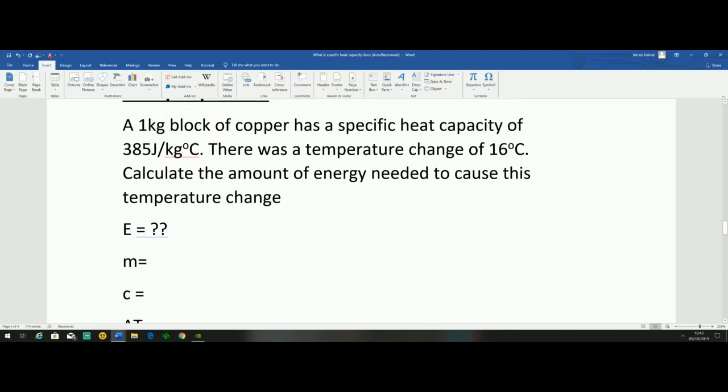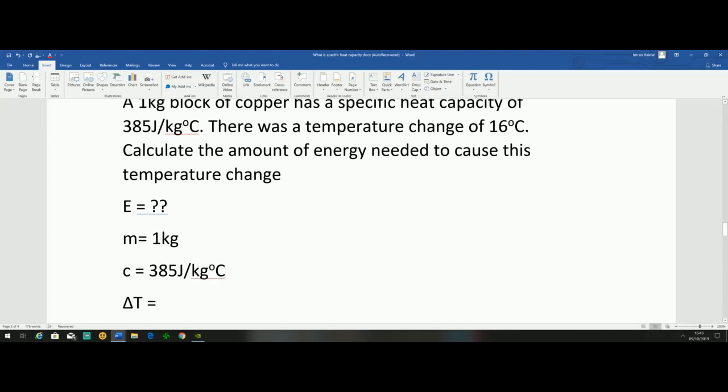Then the mass of this, well, it's telling me in this question that it's 1 kilogram. In a different question it might be 3, might be 7, might be 22.5, doesn't matter. This is an example question. The specific heat capacity for this is 385 joules per kilogram degrees Celsius. And the change in temperature, it's been nice, this question, and it's told you that there was a temperature change of 16 degrees Celsius.